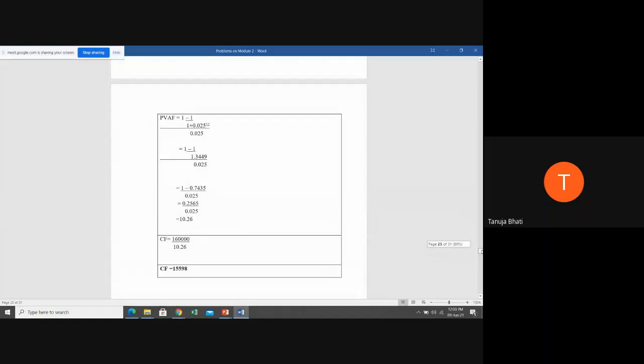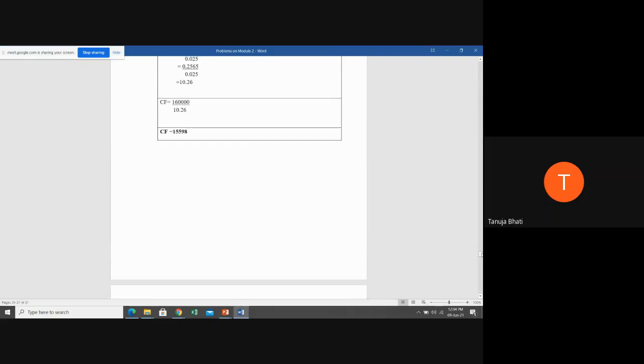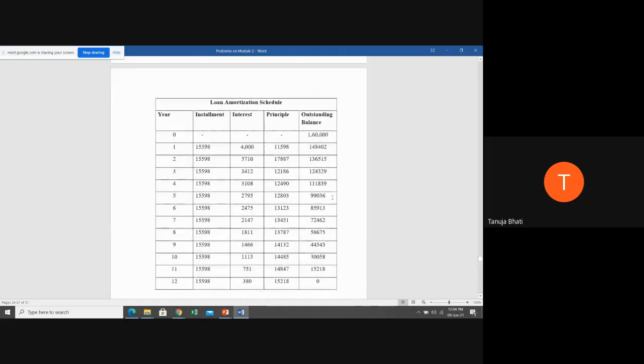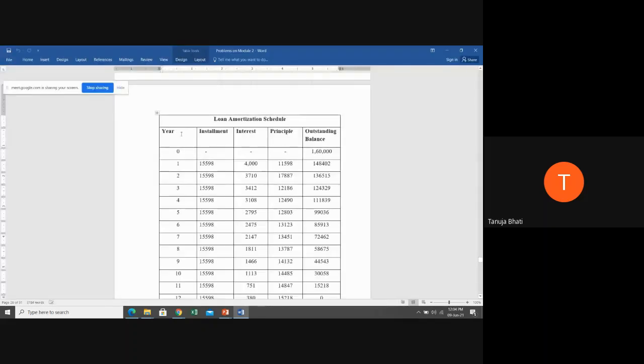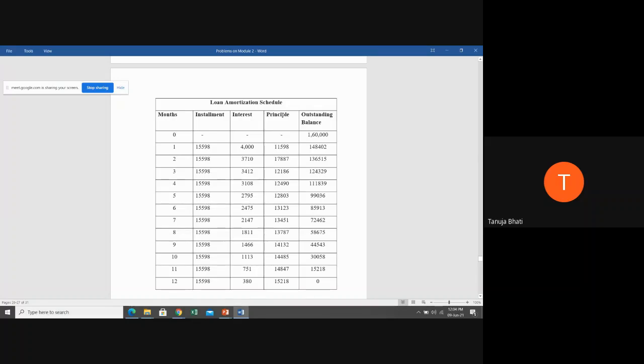Tell me, as you all told me, 5 columns will be required. Which are the 5 columns? Year, installment, interest, principal, outstanding balance. Very good. As you all told me, year will start with 0. It will end in 12. Sorry, this is months, students. I'm so sorry. Since you are repaying in 12 months, this will be months. So you have months, installment, interest, principal, outstanding balance.